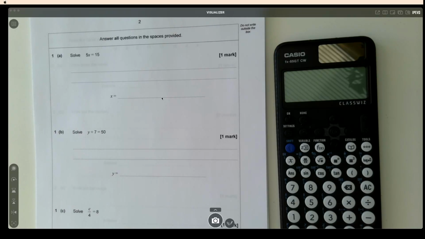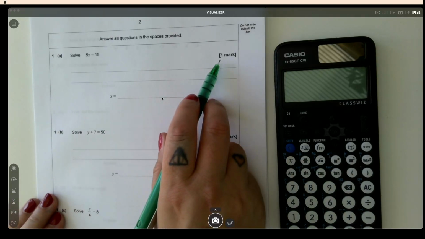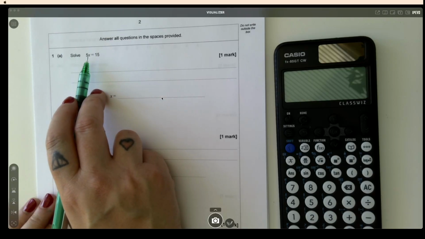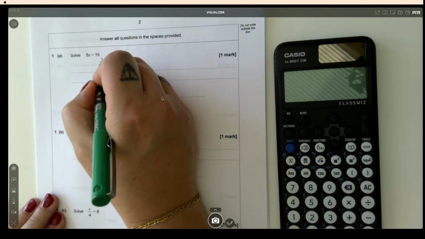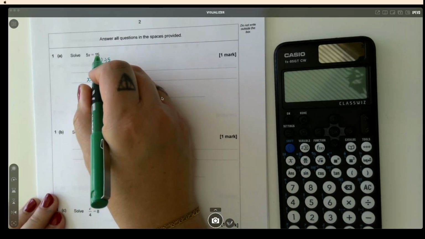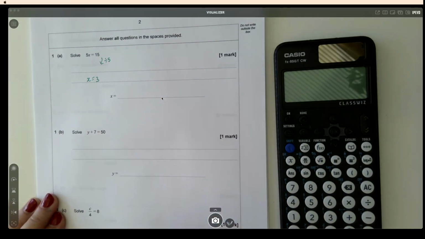Question 1a. Solve 5x equals 15. So it's a 1 mark question. This is a one-step equation. I know that 5x is the same as 5 multiplied by x, so I'm going to do the inverse. I'm going to divide by 5. So x equals 15 divided by 5, which is 3. I'm going to pop 3 on the answer line there.